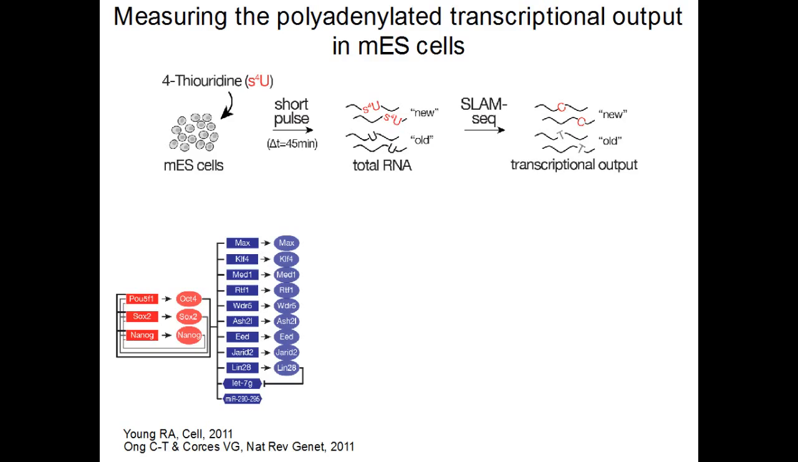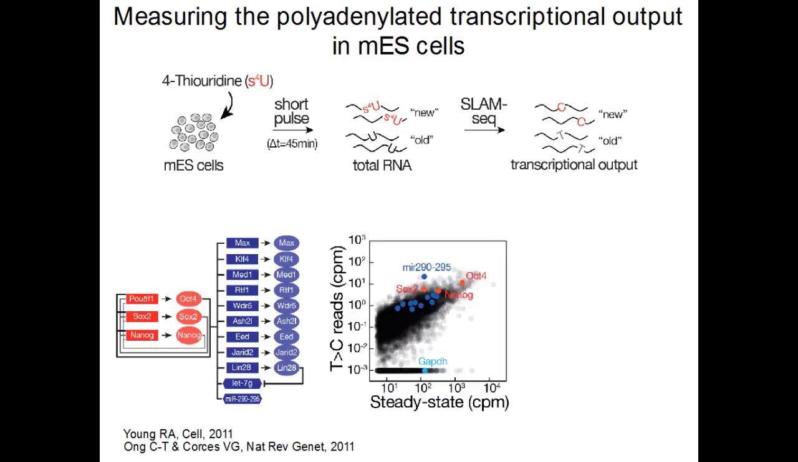Now, transcriptional output measurements by SLAM-seq revealed that OCT4, SOX2, Nanog target genes, shown in blue and red, produced overall a larger amount of T2C conversion containing reads in the 4-thiol pulse experiment, confirming their high transcriptional activity.